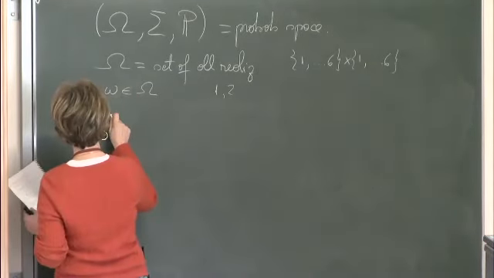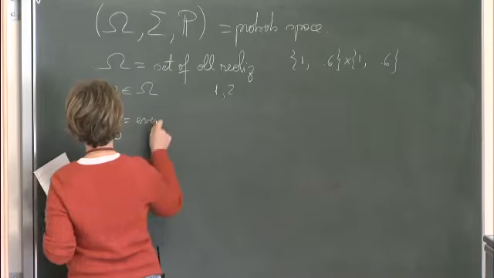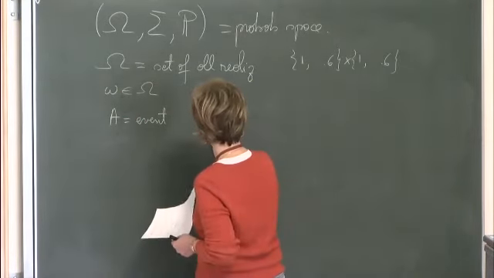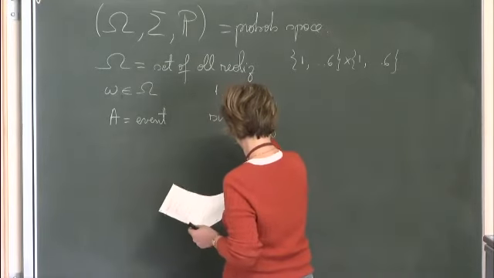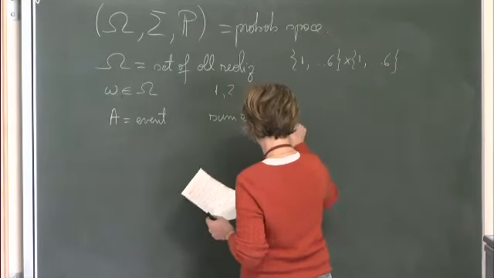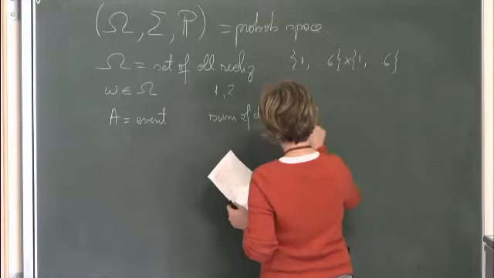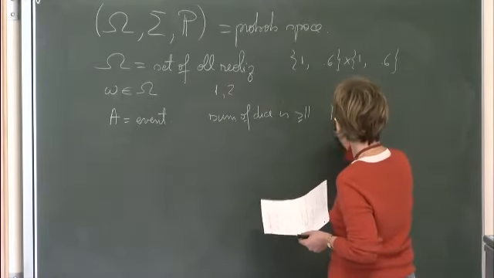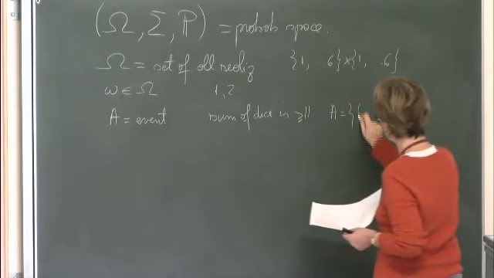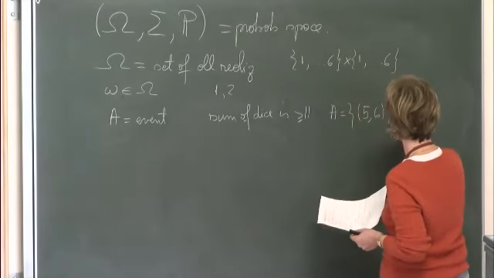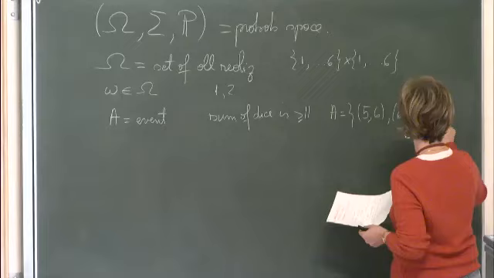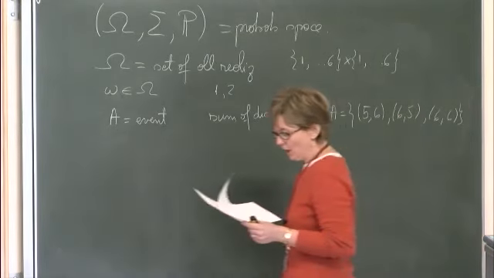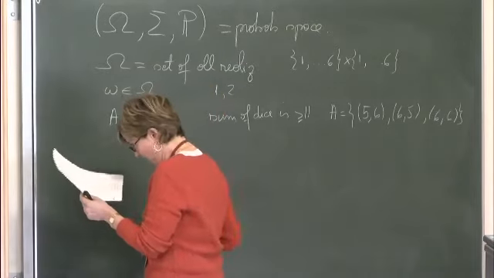Now we also talk about events. So what is an event? So here is an example. We're talking about an event. Let's say, the event that the sum of the dice is bigger or equal than 11, let's say, right? So what will be this event? Well, it will be the set consisting of the realizations 5,6, 6,5, 6,6. Okay, so that's an example of an event. Okay, so that's that.